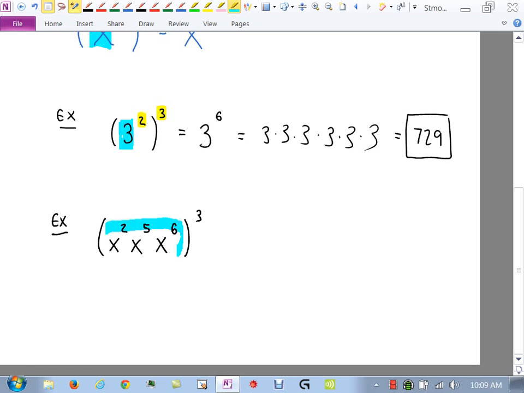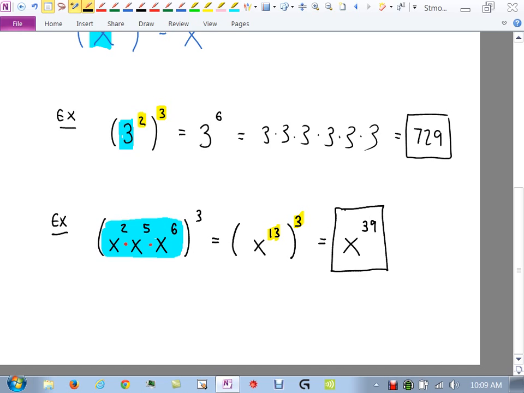But what can we do on the inside here? Those all have the same base, right? And they're all being multiplied together. So just add all those exponents up. 2 plus 5 plus 6 is 13. So the inside is just x to the 13th power. And we still have cubed. Do y'all follow that? Now, use the property that we just learned, the third property, which is the power rule. Now we can multiply these two together. And that would give us x to the 39th power. Your answer is x to the 39.